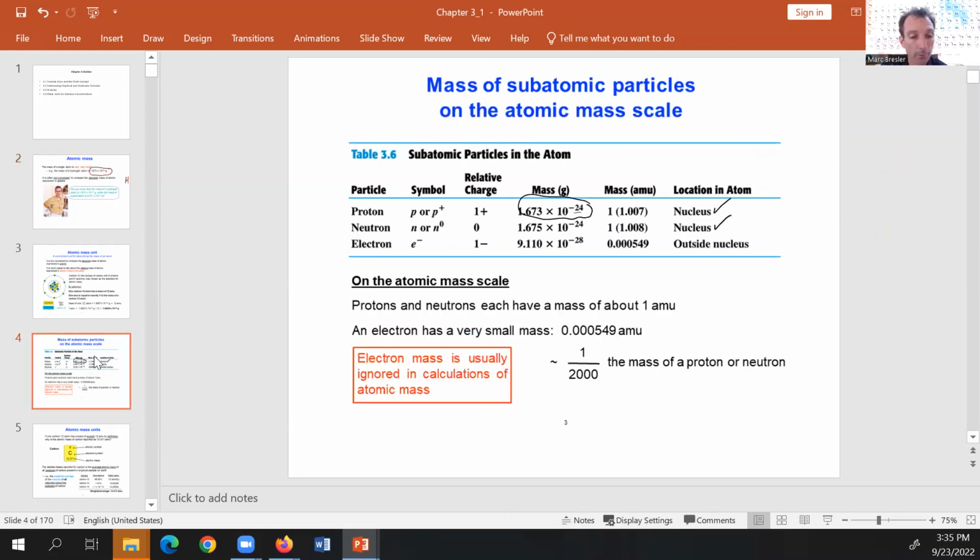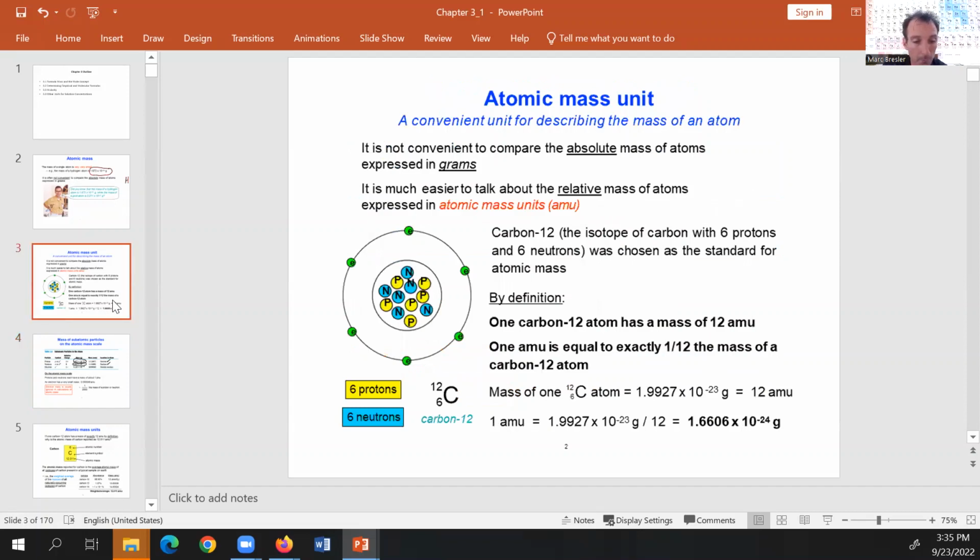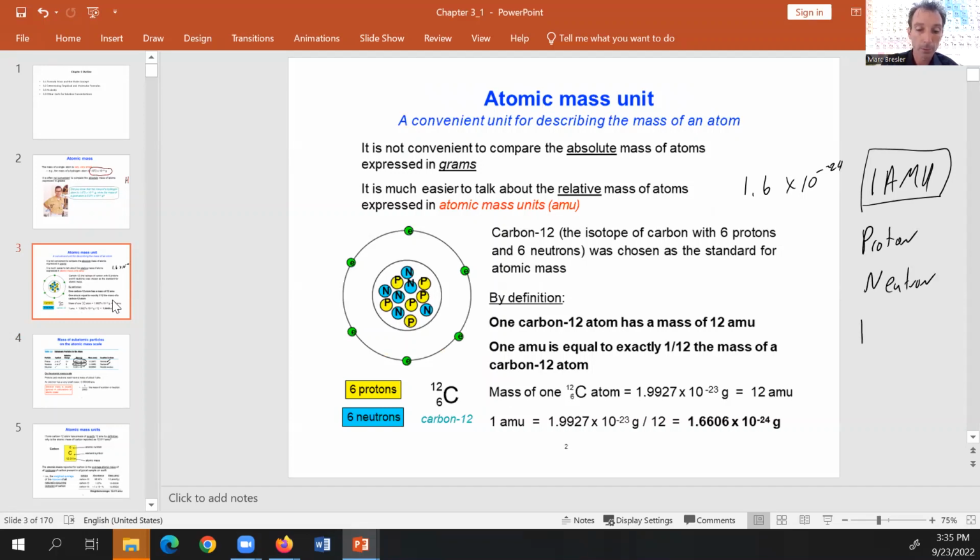Neutrons are also in the nucleus and they have weight 1.6575 times 10 to the minus 4. The electron is much smaller, so you basically consider that to have zero weight. So to make it convenient, what we do is say that 1.6 times 10 to the minus 24 is 1 AMU, so atomic mass unit. So anytime you have a proton or a neutron, that's equal to 1.